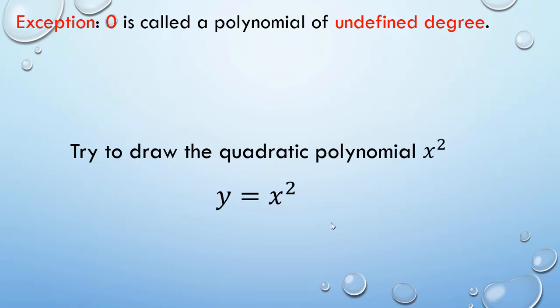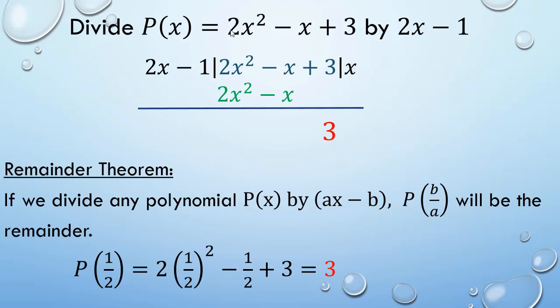Okay, and now I have a small task for you. Try to draw the quadratic polynomial x square in the graph paper. You know how to draw it. Take y is equal to x square, then put some values of x, both positive values and negative values. Calculate the values of y for them and plot them in the graph paper. Now we are going to divide this polynomial by twice x minus 1. X times twice x minus 1 is twice x square minus x, and we have remainder 3.